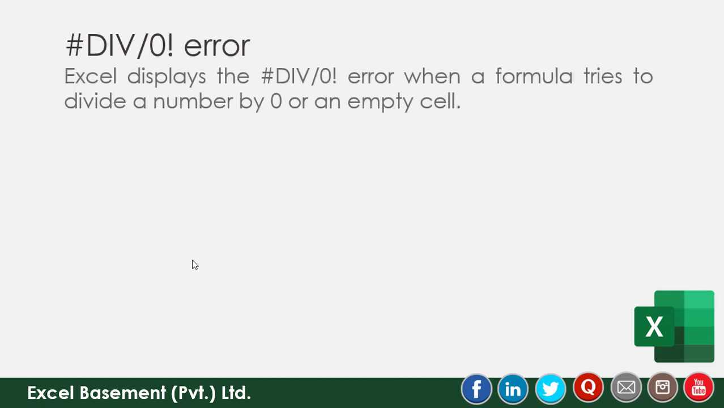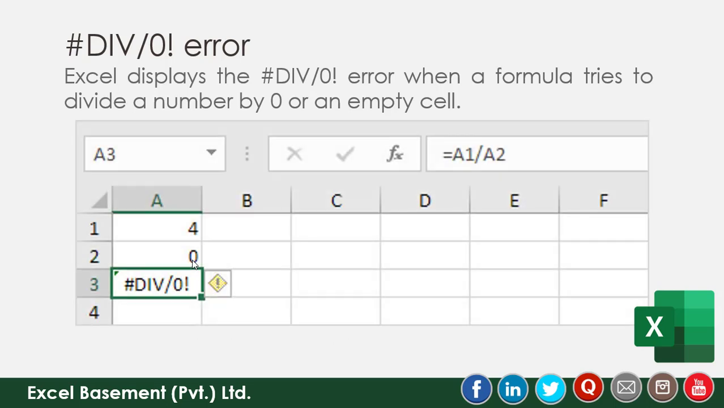The third error is the divide error. It's a very simple error. When you divide a number by 0 or an empty cell, this error occurs. So in this example, we are dividing A1, that is 4, by 0. This will give you a divide error.